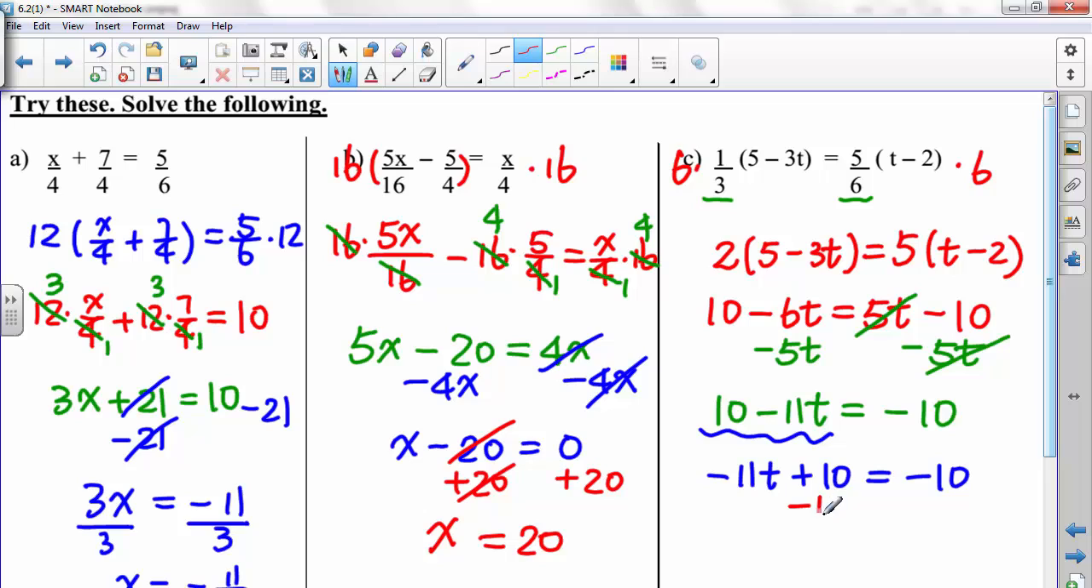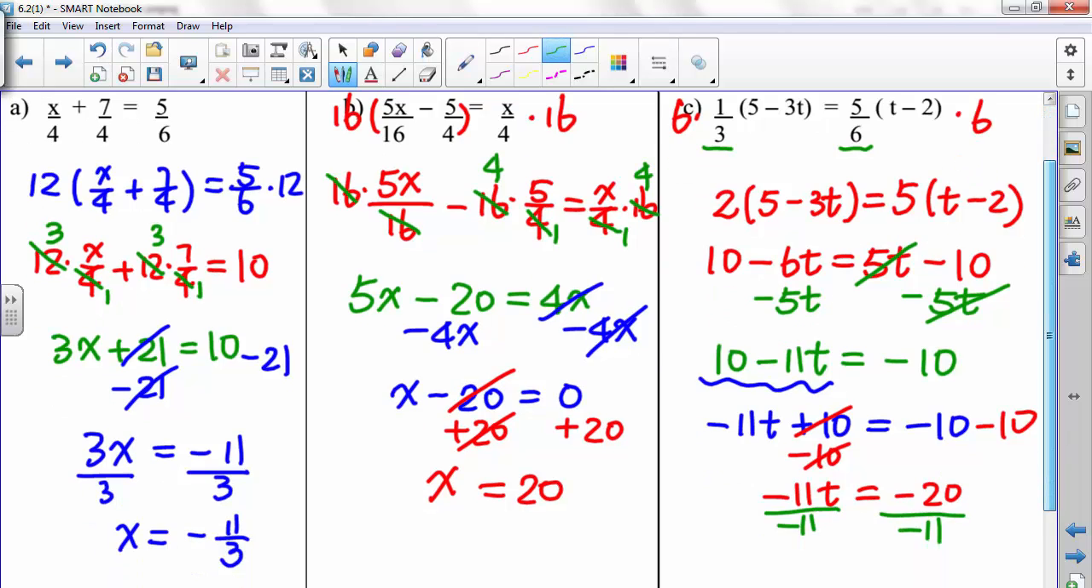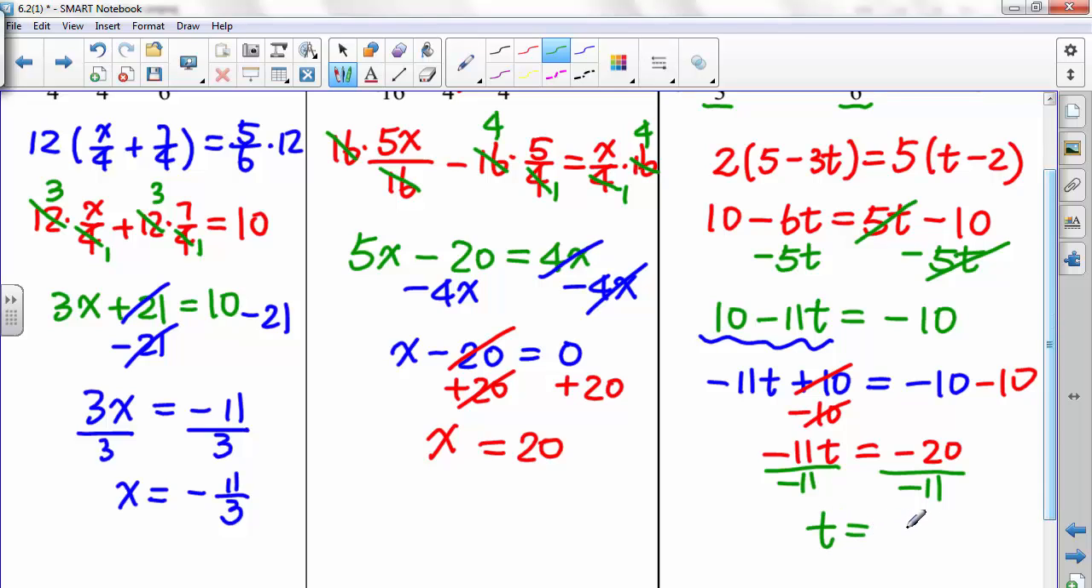I subtract 10 from both sides. These two 10s got cancelled out. So it's negative 11t equals negative 20. Then divide both sides by negative 11. So the t value for the equation is 20 over 11.